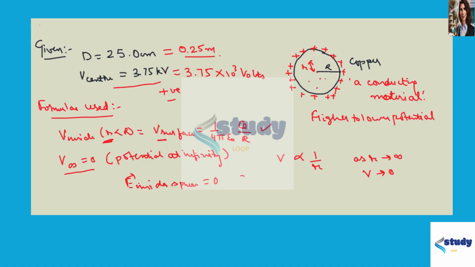So we have part A. Let me use a different color. So we have V center equals 1 by 4 pi epsilon naught Q over R. V center is equal to 3.75 times 10 to the power 3 volts. So we put this value: 3.75 times 10 to the power 3 equals 1 by 4 pi epsilon naught Q over R. And we know that R equals diameter over 2, because the whole is a diameter D and R is half of the diameter.